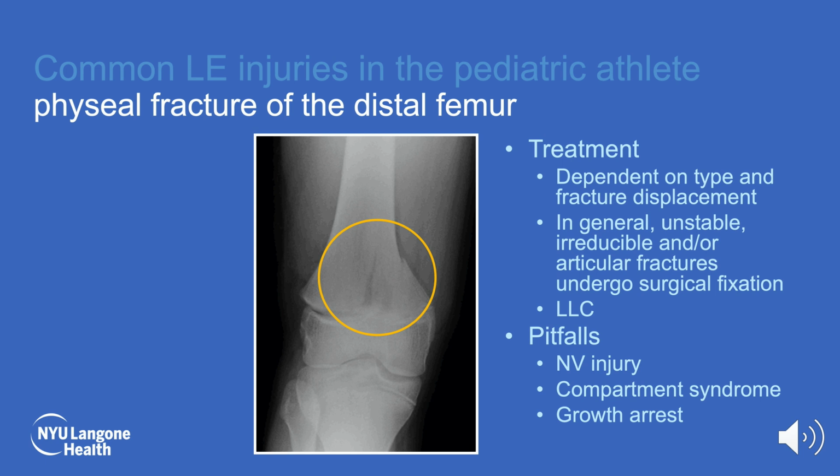The pitfalls of this injury, I've listed them here: neurovascular injury and compartment syndrome. And then, again, one to really counsel the families about early is growth arrest, because this is commonly associated with growth arrest. And as you know, this is the most rapidly growing physis in the body. And so this can result in angular deformity and or limb length discrepancy. And so this is something that you have to follow over time.